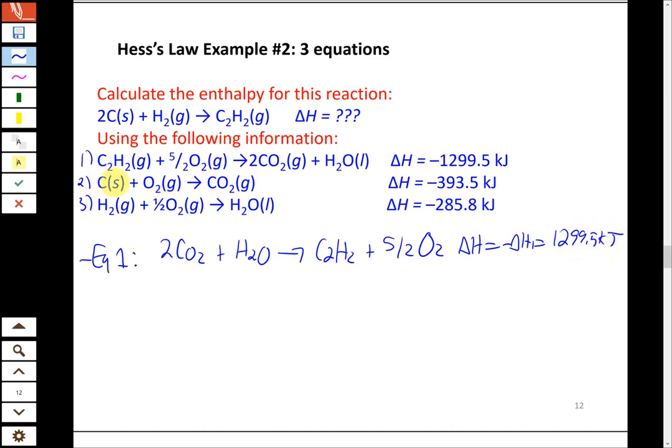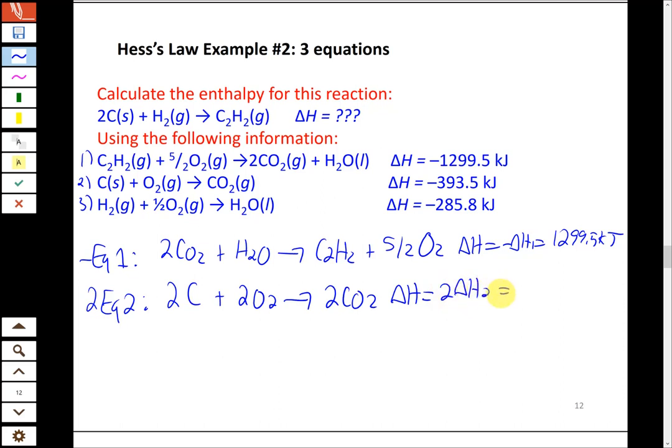Equation 2 has carbon in it. We want to have 2 carbons as a reactant. Equation 2 has just 1 carbon as a reactant, so we're going to have to double it to make sure we have a coefficient of 2 in front of C. So we're going to double equation 2. All these coefficients get doubled, so it's going to be 2 carbon plus 2 O2 going to 2 CO2. And because we doubled it, we have to double the delta H. So minus 393.5 times 2 is minus 787.